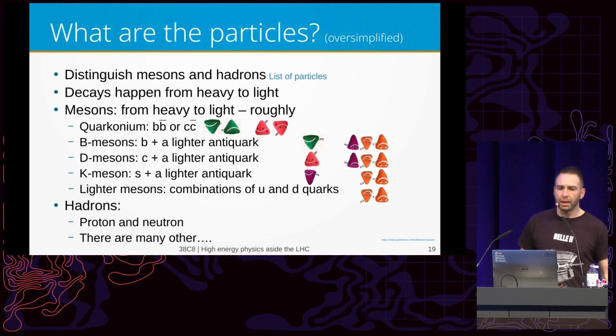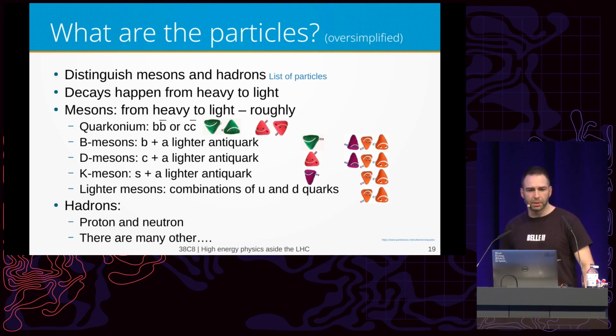And then on the other hand, there are hadrons. First of all, the proton and the neutron. These are the particles that we consist of. So all of us are made from protons, neutrons, and electrons. There are many others, but I didn't even attempt to list them here. But hadrons, as I said, contain 3 quarks.